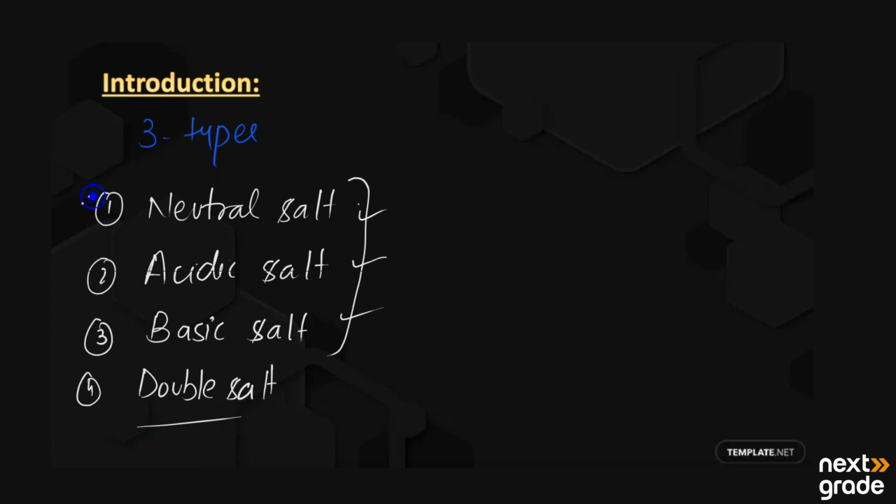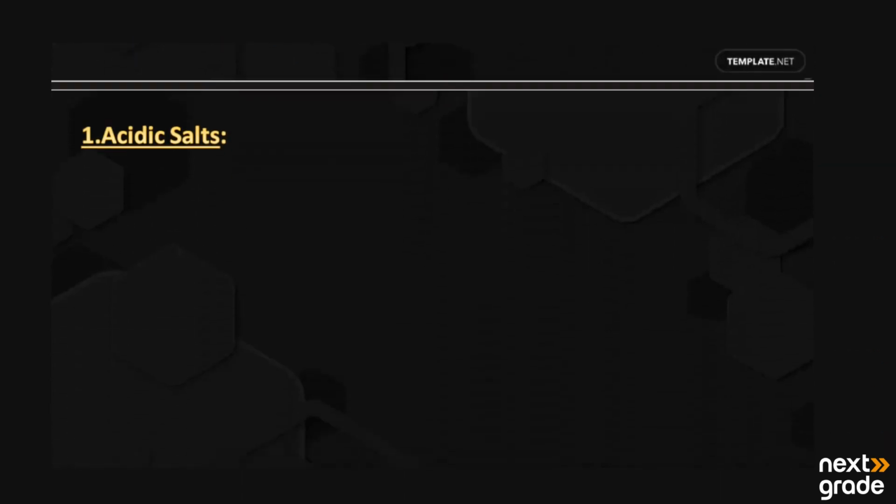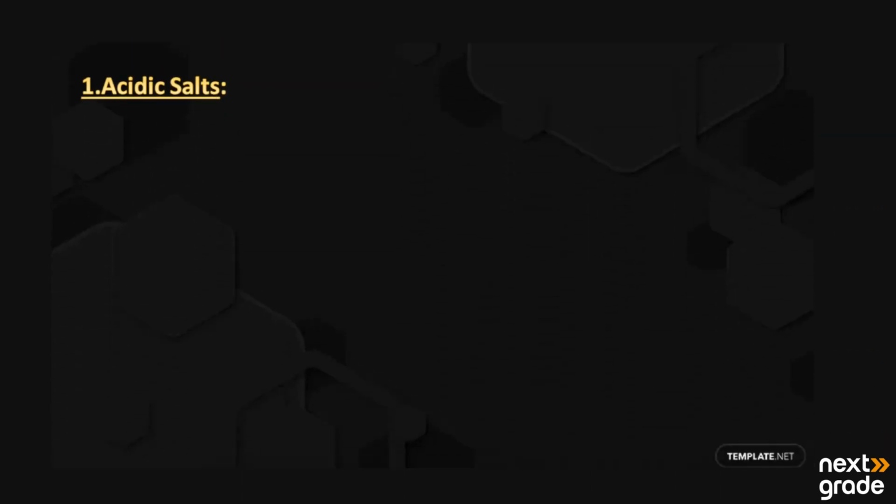Mainly in our section we have three types, but we can also have another type, that is double salt. So let's discuss these four types of salts. The first type of salt is acidic salts. So what are the acidic salts?